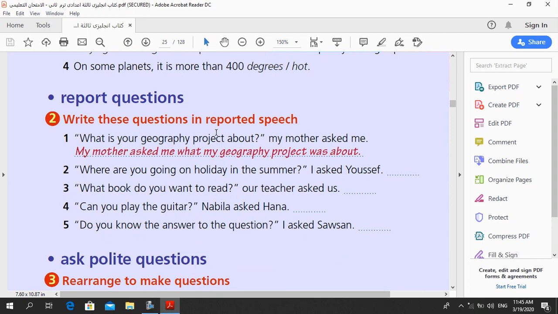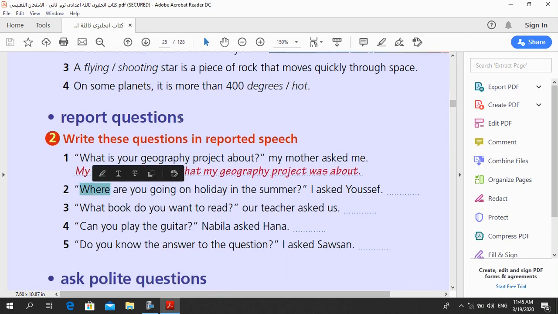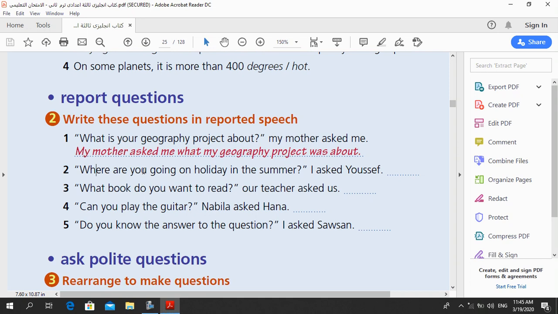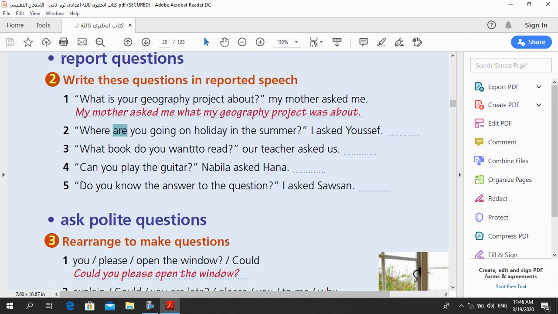Question number 2 in the review. Write these questions. Where are you going? Write this question, then report the speech. Where are you going on holiday in the summer? I asked Yusuf where he was, it's converted to was, going on holiday in the summer. What book do you want to read? Our teacher asked us what book we wanted, in the past, to read. Number 4, Nabila asked Hannah if she could play the guitar. Number 5, I asked Sausan if she knew, the past, knew the answer to the question.